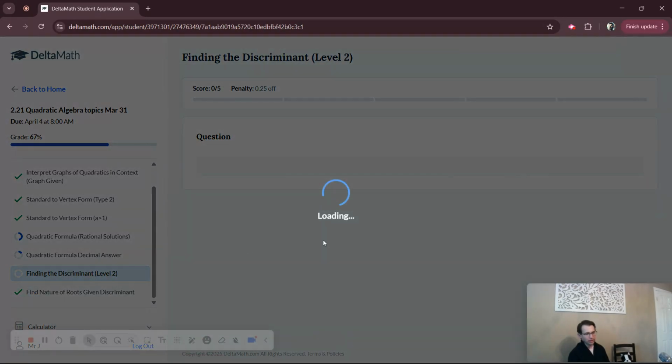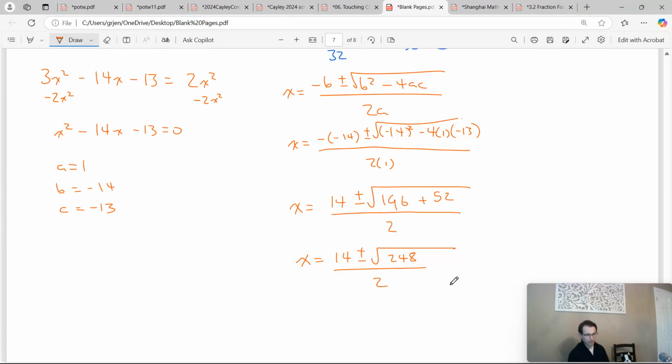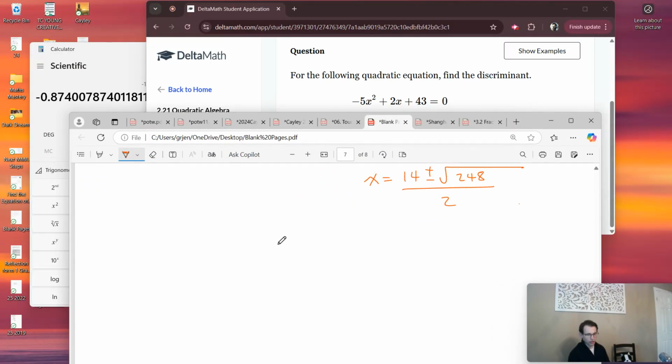Try this one, finding the discriminant. We want to be able to calculate the discriminant, which is this little thing, b squared minus 4ac, that can tell us a lot about the nature of the roots of the quadratic. It's the part that builds the quadratic formula. If it's negative, the roots are imaginary. They do not exist in the real numbers. If it's a perfect square, they're rational and separated. If it's not a perfect square, they're irrational and separated. And if it's 0, then the vertex is the one and only root.